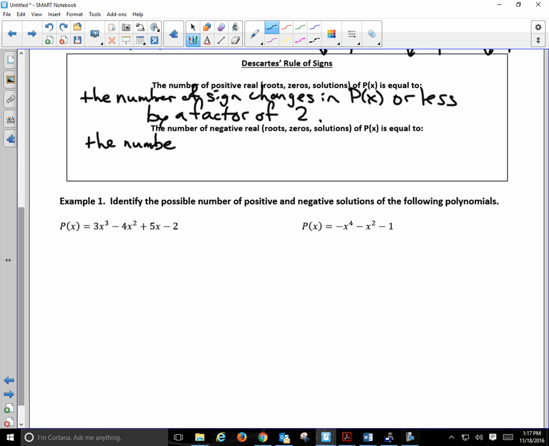So the number of negative real zeros, roots, or solutions of P of x is equal to the number of sign changes in P of negative x, or less by a factor of 2.